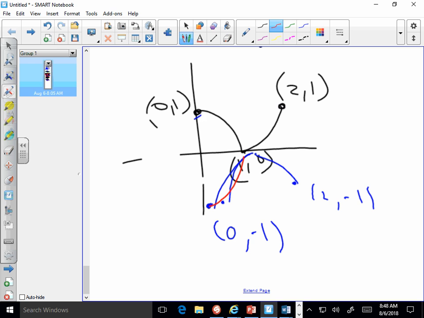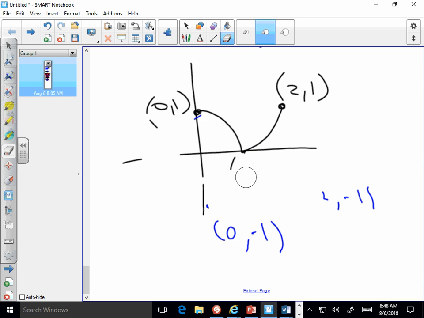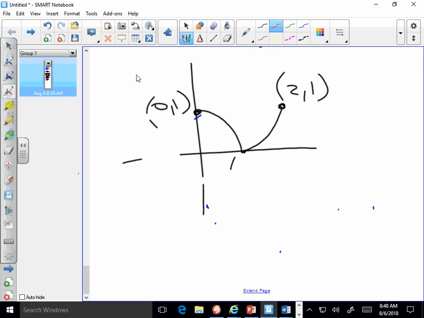All right, nice. And then finally, we want origin symmetry. Who can draw this graph so that it has origin symmetry? Lauren, thank you. That's one way to think about it. I don't know that that's the easiest or right way to think about it.